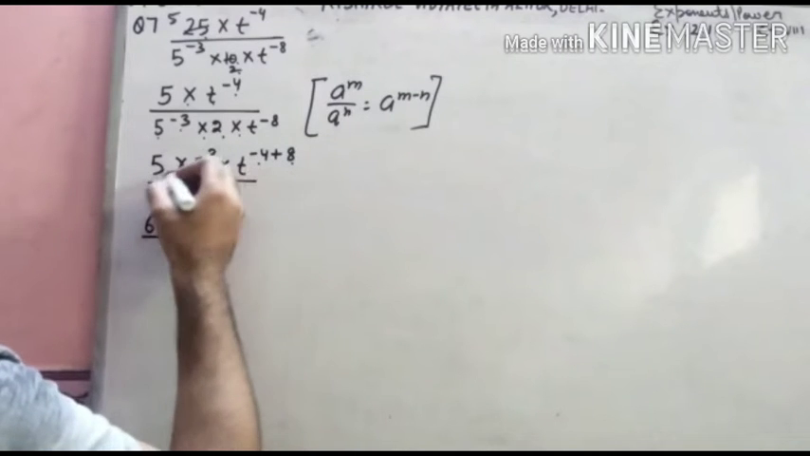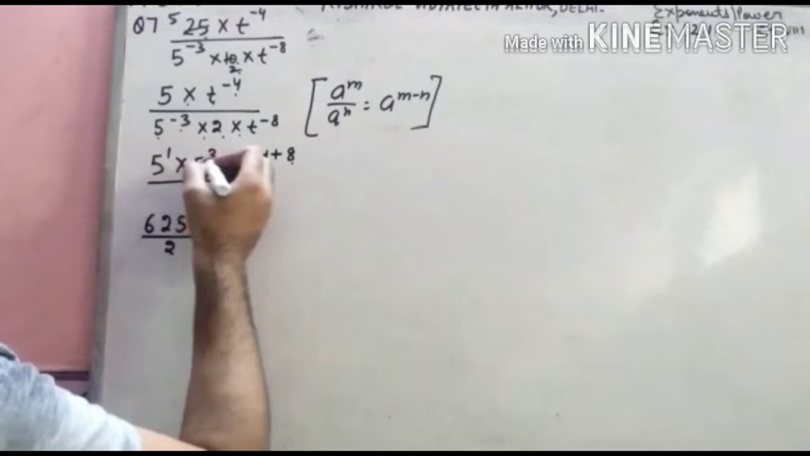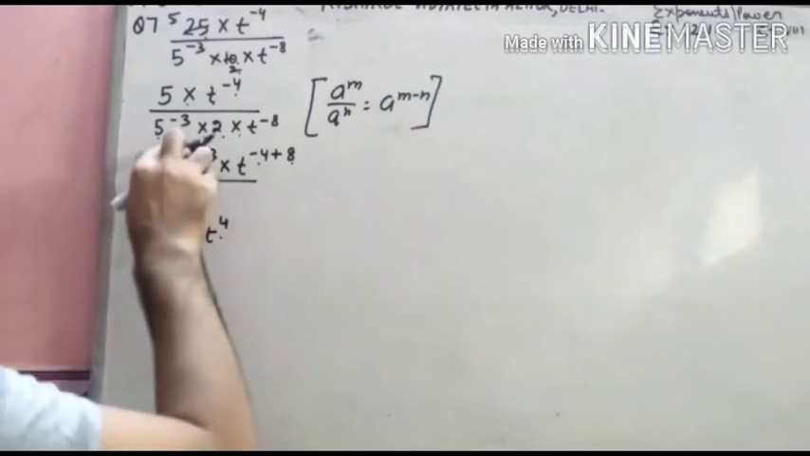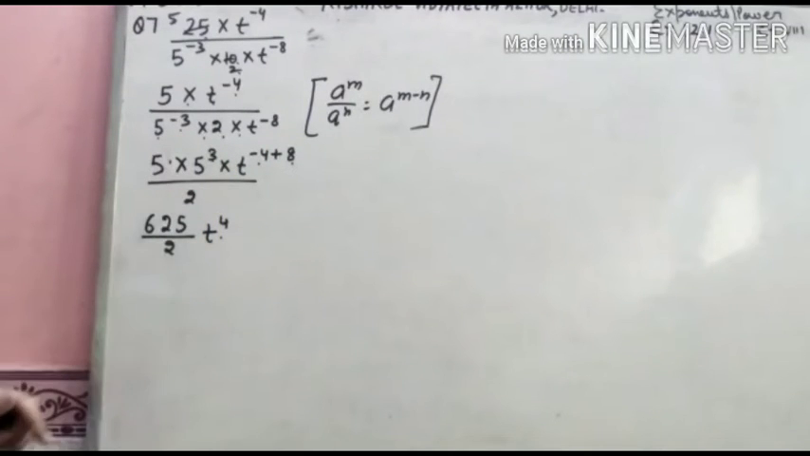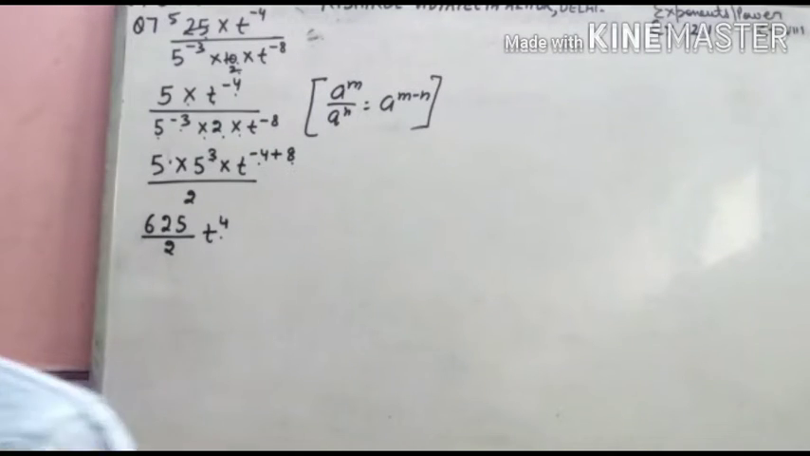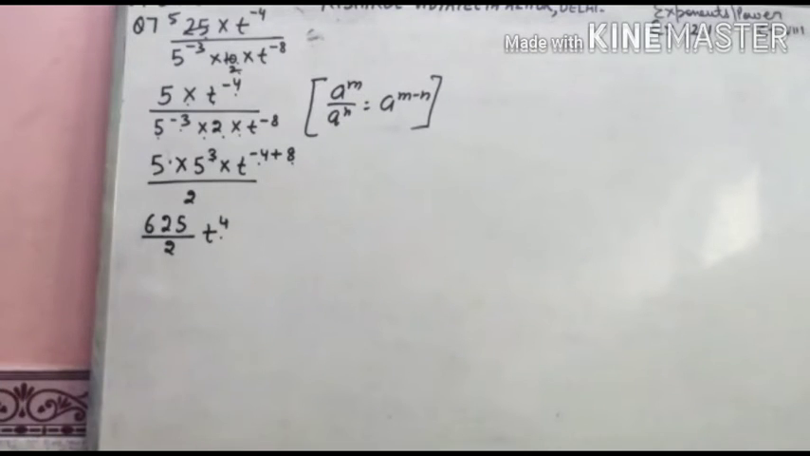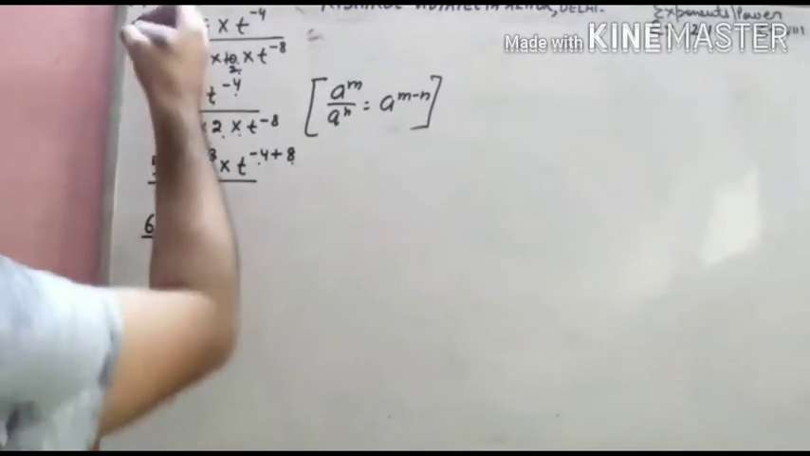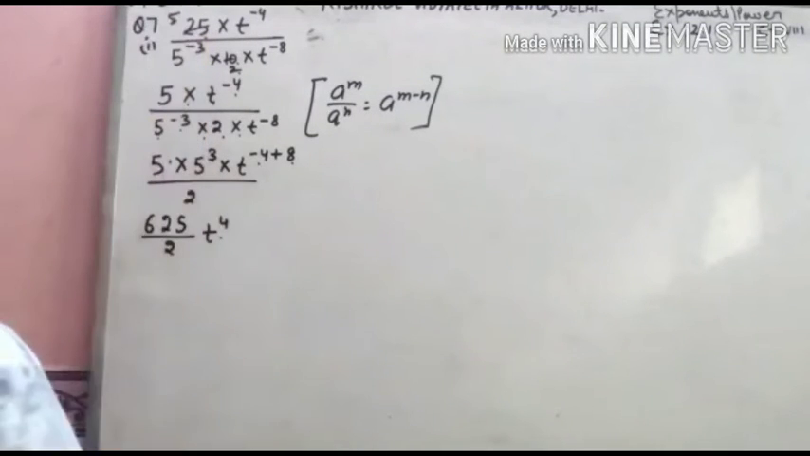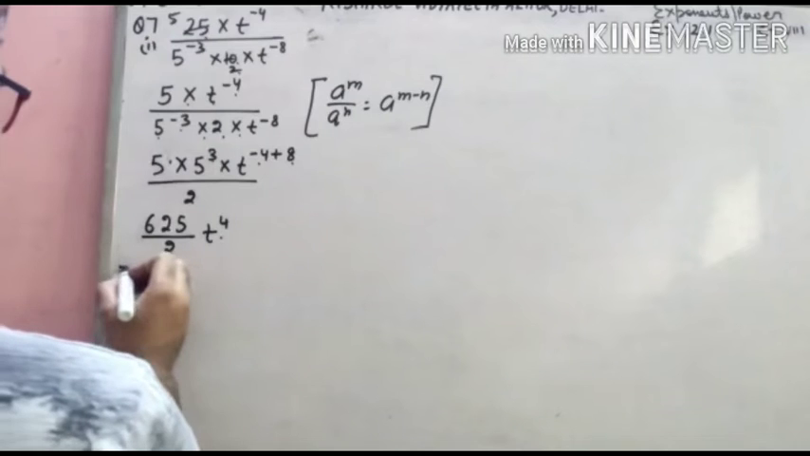When minus 4 plus 8, the result is 4, and 5 and 3 and 1. We have to simplify it, so no need to add the power, we have just expanded it, and the result is 625 upon 2 t raised to power 4. Any doubt, students? If any doubt, then please get in contact with me either by WhatsApp number or phone number or whatever source you want to meet.